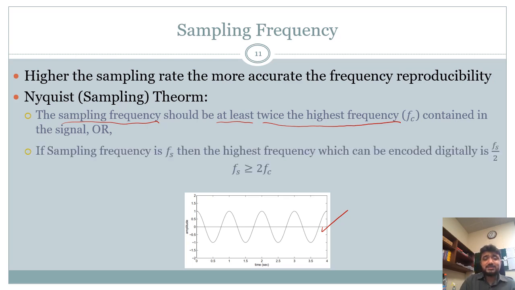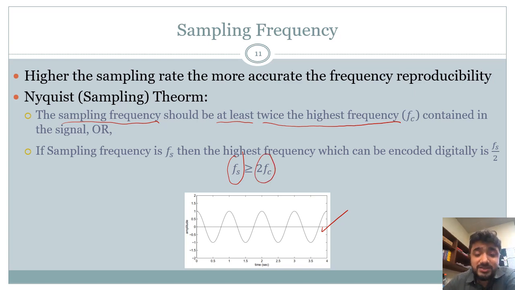Another way of writing this is that if the sampling frequency is Fs, then the highest frequency that can be encoded digitally is Fs over 2. So your Fs, your sampling frequency, should be greater than or equal to twice the highest frequency component of the signal.